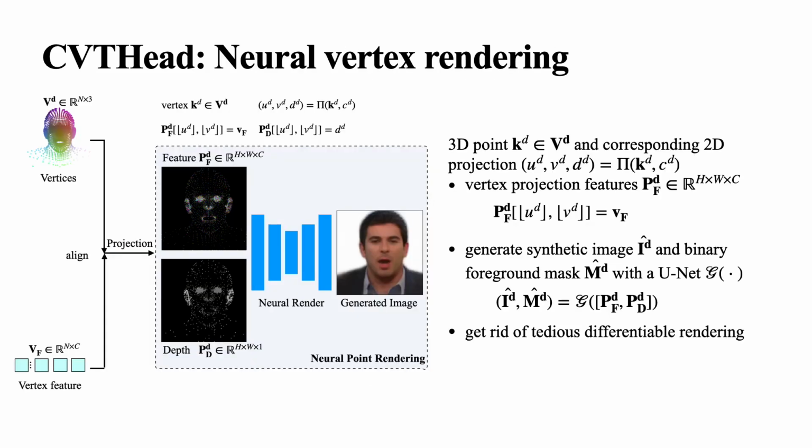Lastly, we perform the neural vertex rendering with the obtained vertex features. We generate the vertex projection feature by projecting 3D vertices into 2D image space and aligning the corresponding vertex features with their 2D locations. We train a U-Net to generate the driver image and also the foreground face mask. With this design, we can get rid of the tedious differentiable rendering in the traditional graphics pipeline.